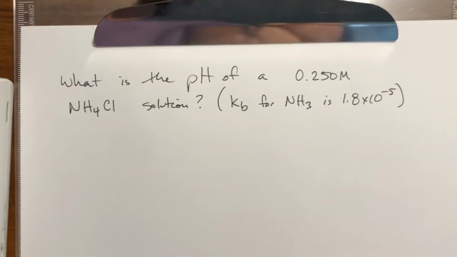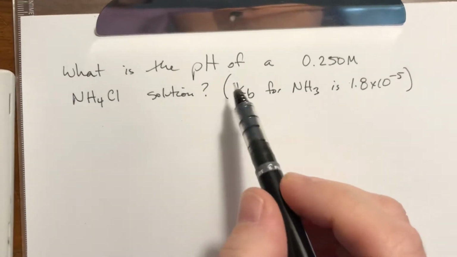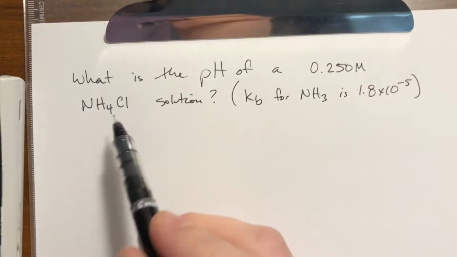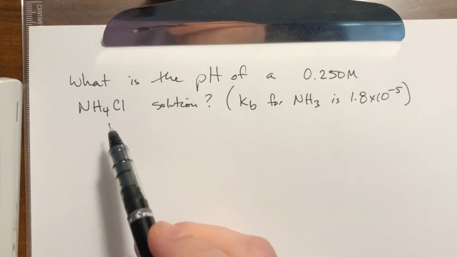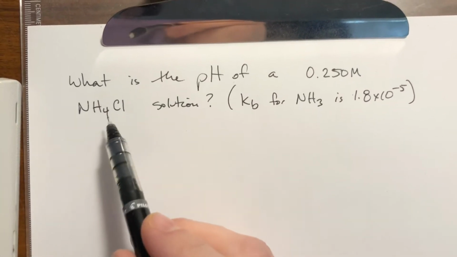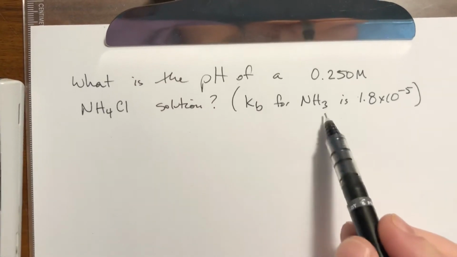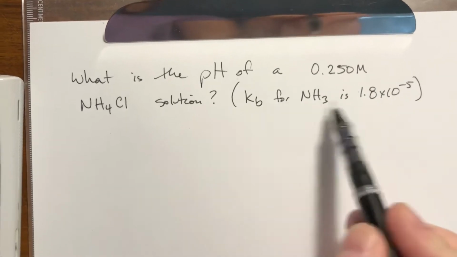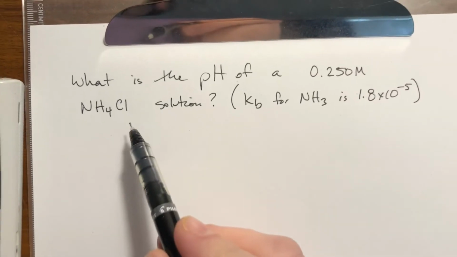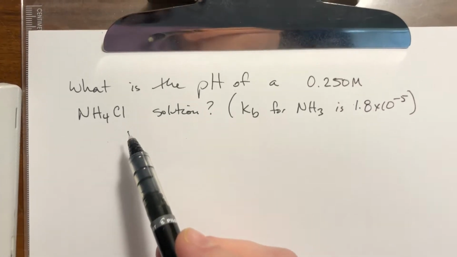Okay, for this video, we are going to try to figure out what is the pH of a 0.250 molar ammonium chloride solution. Ammonium, NH4+, can be visualized as the conjugate acid of NH3, which is a weak base, which is why we know its Kb value. Cl- is essentially just an ion that is happy to float around.